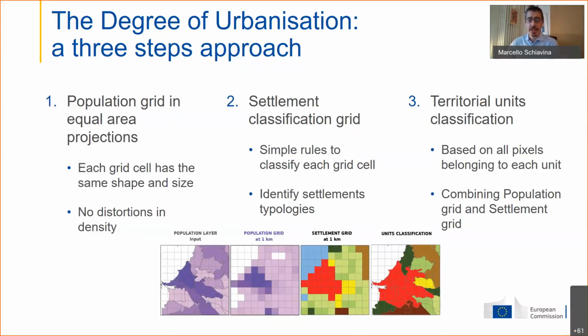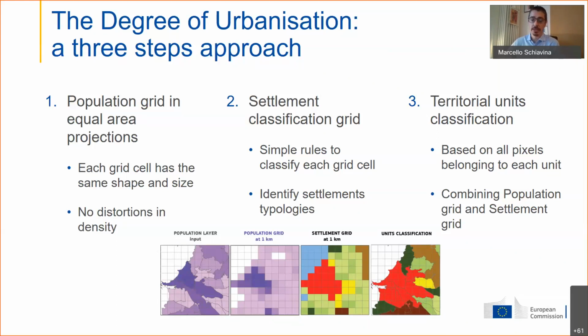So from population data, census polygons, microcensus points, population grid in local projection, a population on a regular grid is produced, on which it is easy to apply simple general rules to identify and classify pixels into settlement typologies. The size of these grid cells was selected to be neither too big nor too small. If the squares were too big, smaller settlements would be difficult to detect.